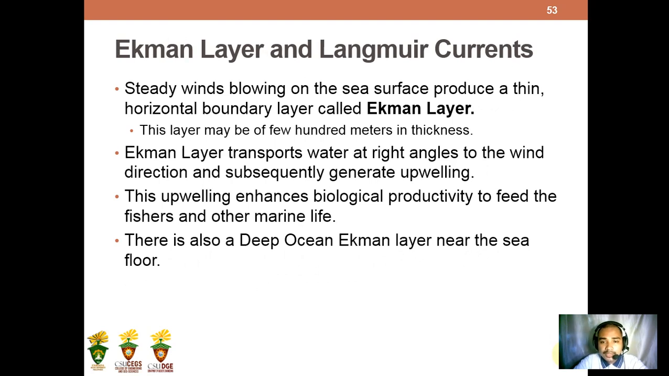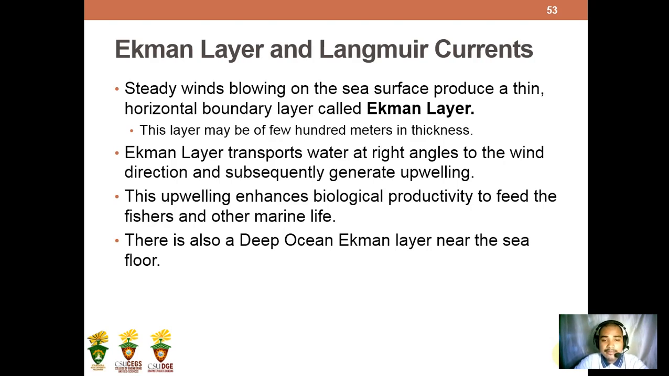So we have also what we call Ekman layer and Langmuir currents. It is stated here that the steady winds blowing on the sea surface produce a thin horizontal boundary layer that is called Ekman layer. So, of course, there is wind in the oceans, and it is blowing on the ocean surface, and this produces a thin and horizontal boundary layer. So, the name of that layer is Ekman layer.